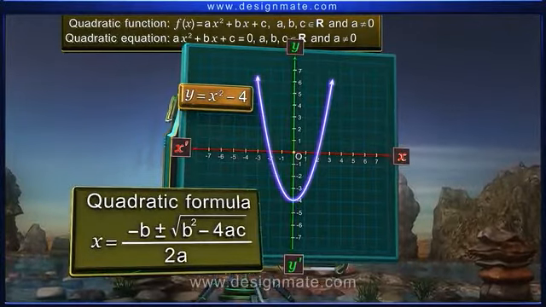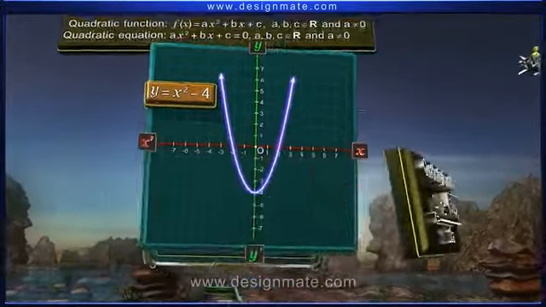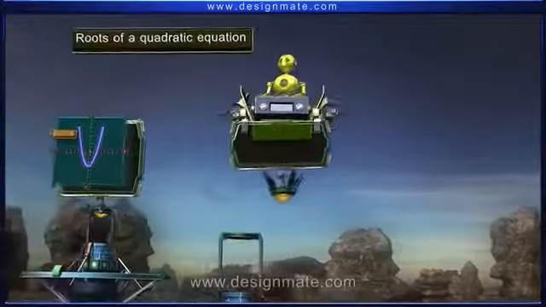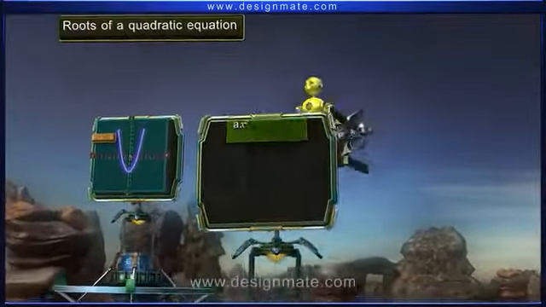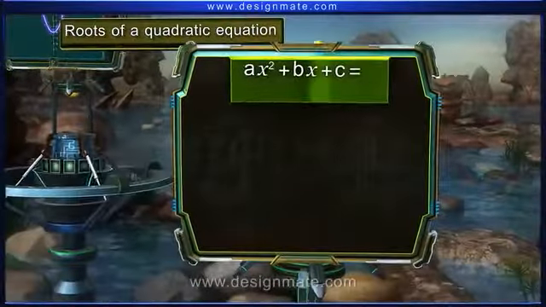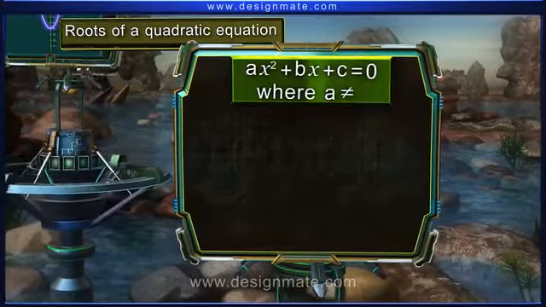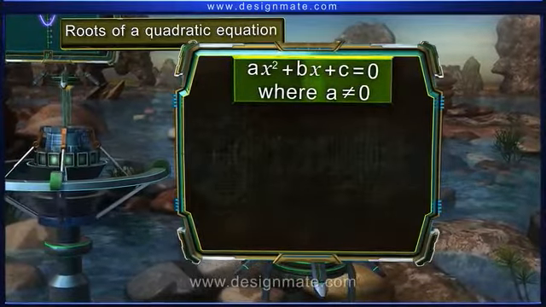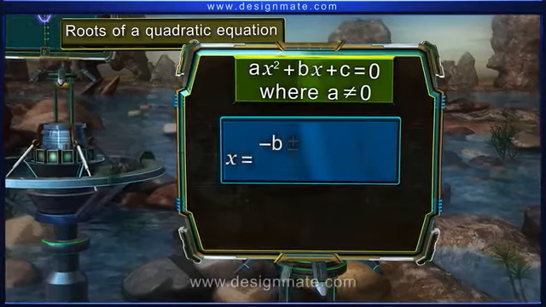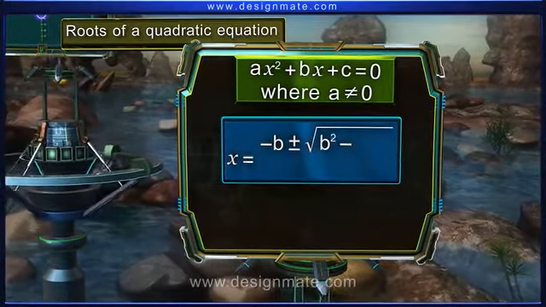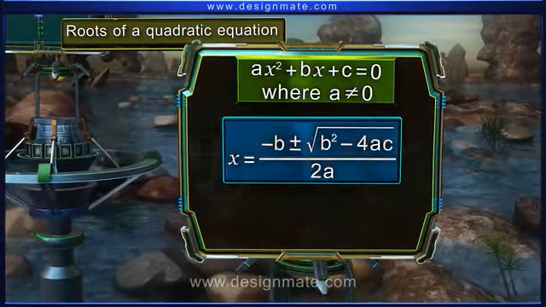We have learned to graph a quadratic function and also establish the quadratic formula for finding the roots of a quadratic equation. The roots of a quadratic equation, ax square plus bx plus c equals 0, where a is not equal to 0, are given by x equals minus b plus or minus root of b square minus 4ac the whole upon 2a.